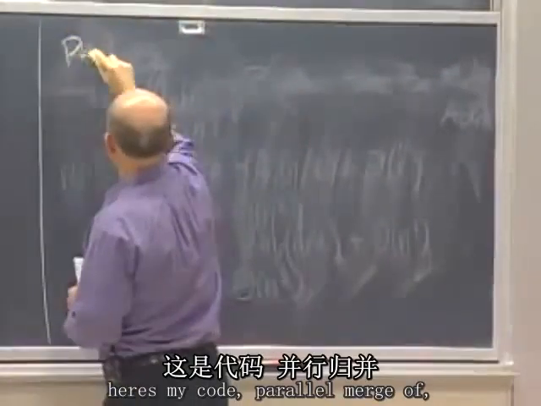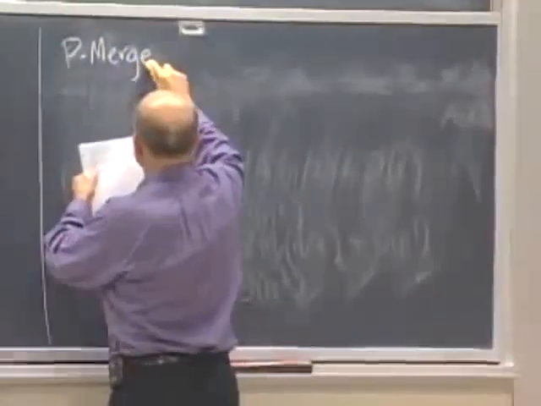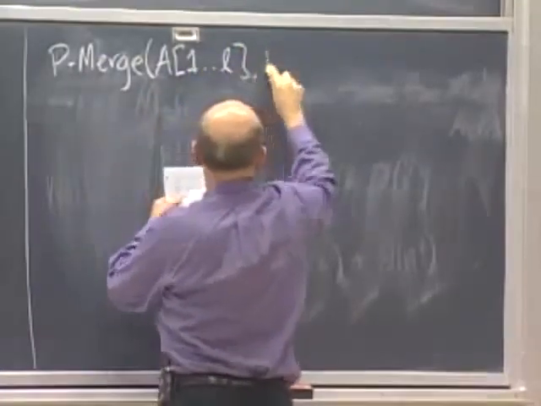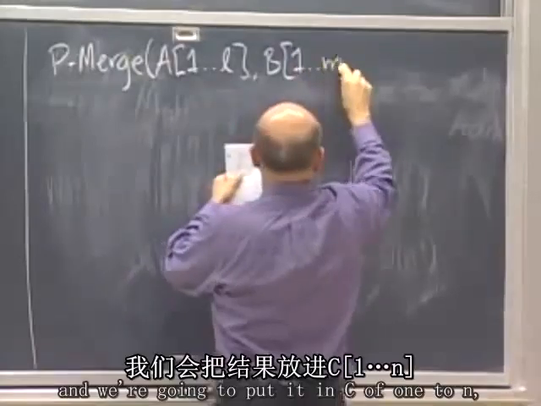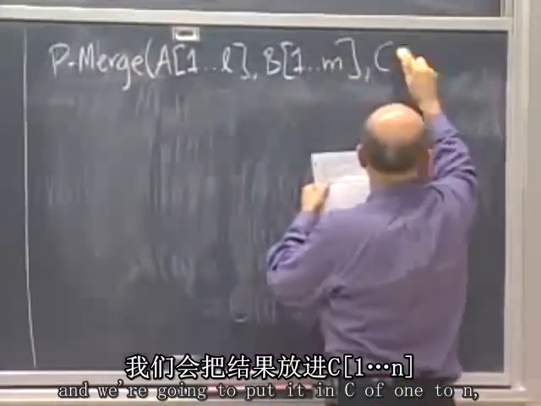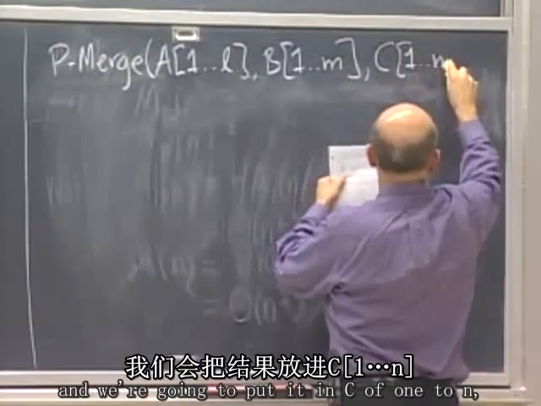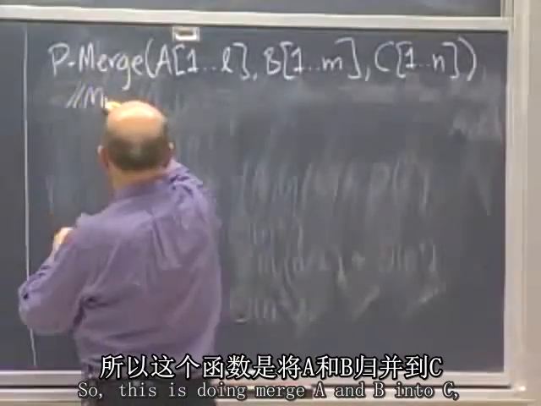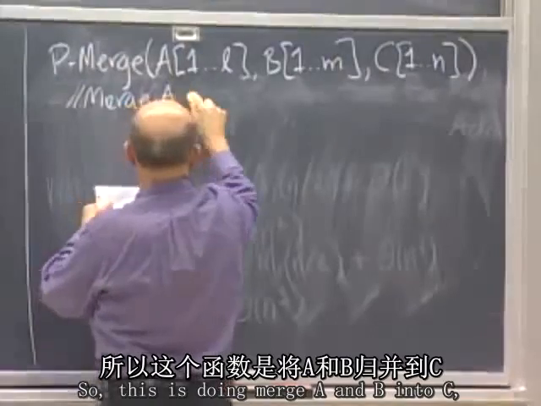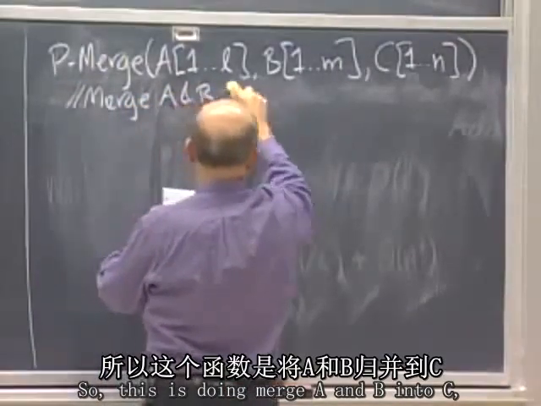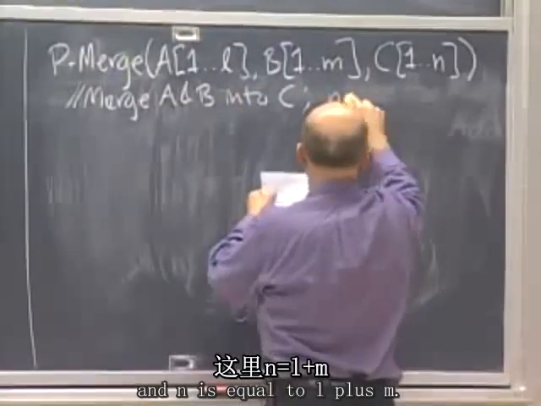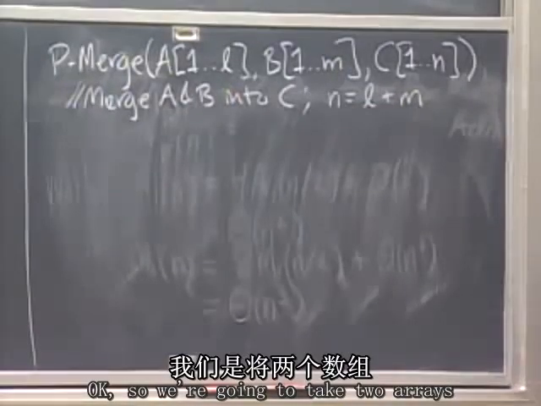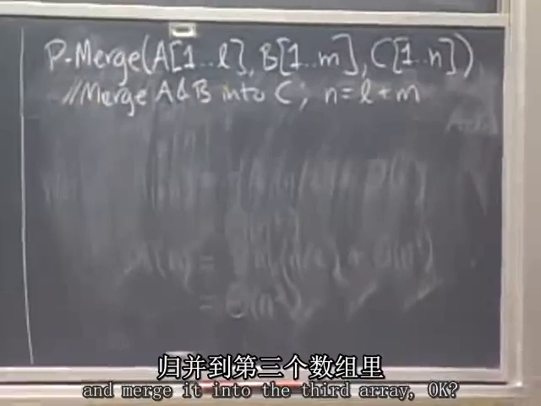Here's my code, parallel merge of, and we're going to put it in C of 1 to n. So I'm going to have n elements. So this is doing merge A and B into C, and n is equal to L plus m. Okay, so we're going to take 2 arrays and merge it into the 3rd array. Okay?